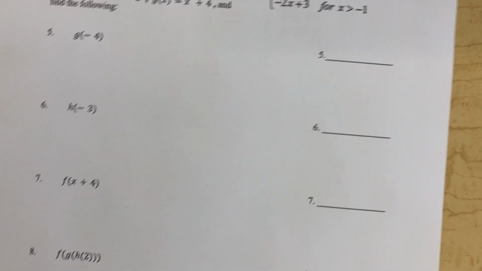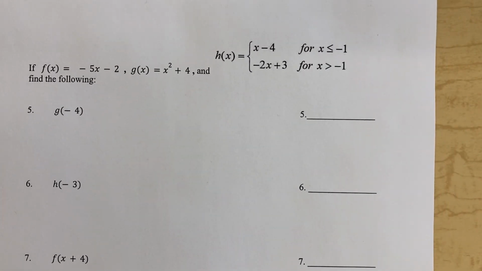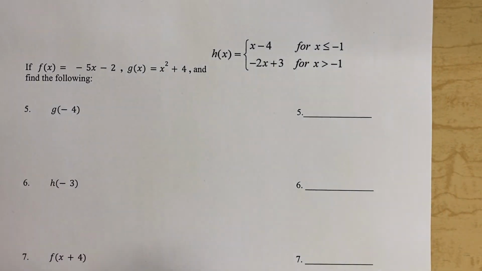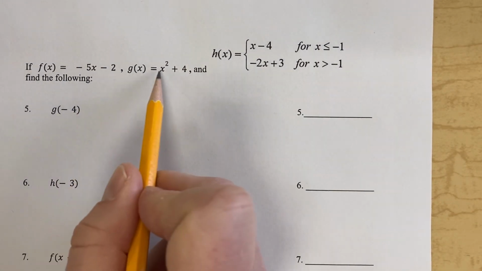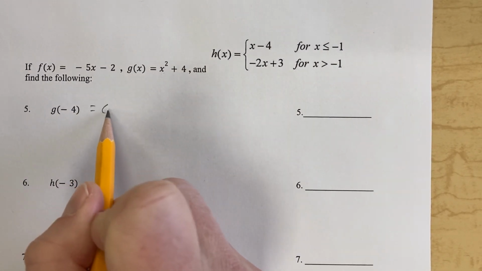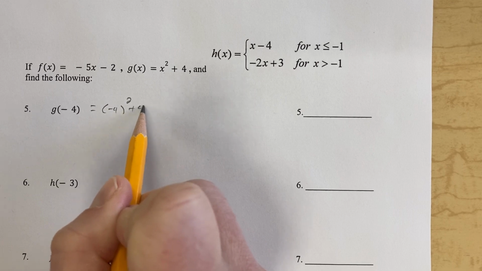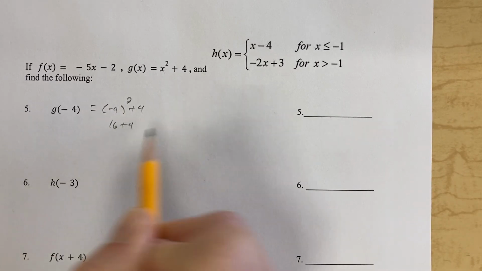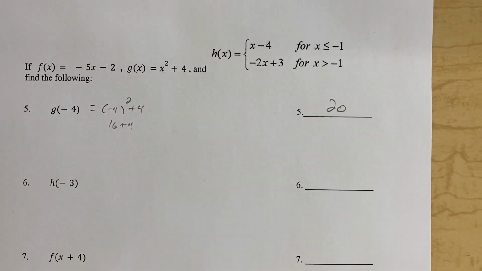This page here gives us 3 different functions up on top, and then we're asked to find some values. So g of negative 4, we're going to put negative 4 into the g function. That means we're going to go negative 4 squared plus 4. That's 16 plus 4, which gives us 20.